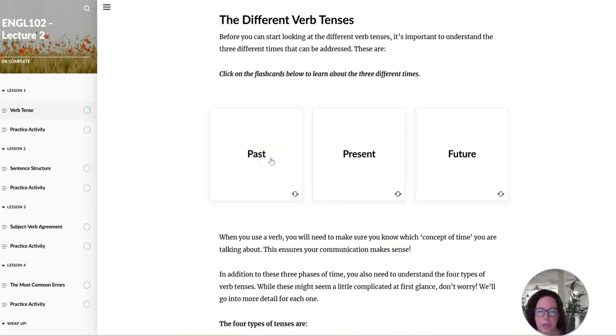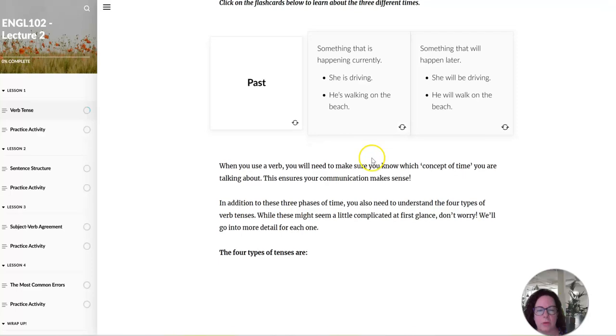They're like little flashcards. So the past verb tense, it gives you an example, something that had happened previously. She was driving. So the verb here was, it took place in the past. It could be very recent past, like 2 minutes ago. She was driving 2 minutes ago. It could be years ago past. She was driving 10 years ago. He was walking on the beach. So you can go and click back. So it's a little bit of a review. So you can do those.